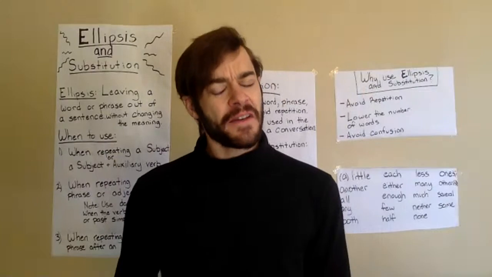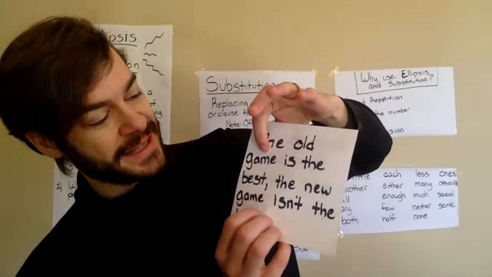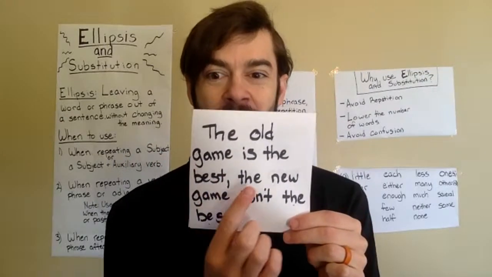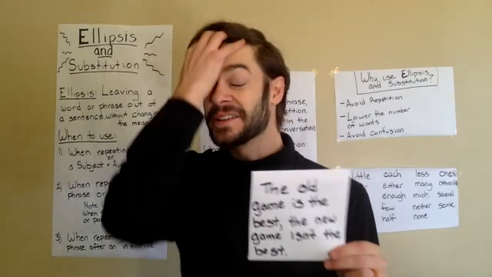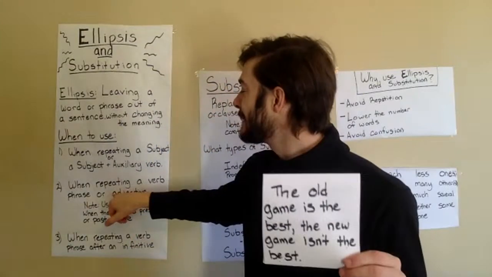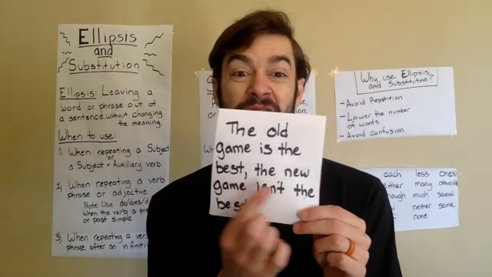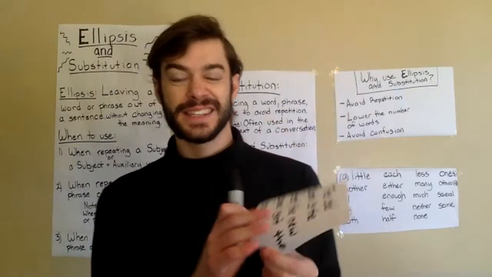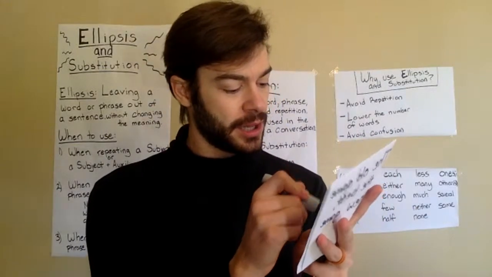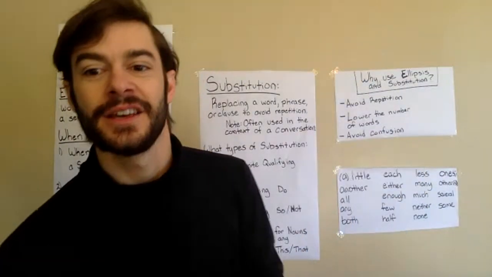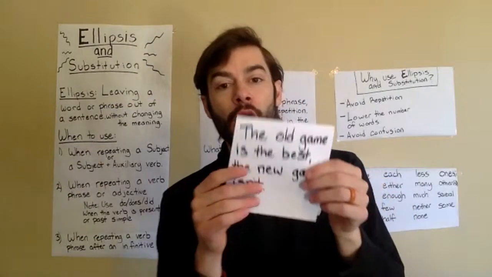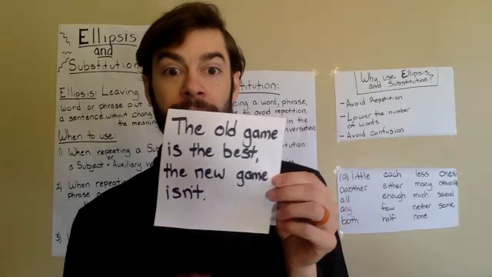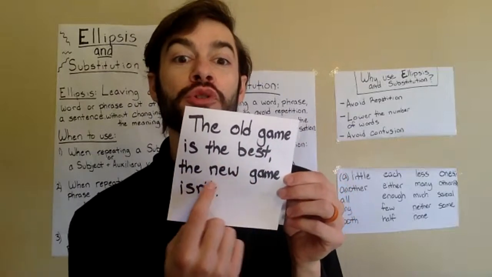So, if I have this sentence, "The old game is the best. The new game isn't the best." This means that we have a repeating adjective here, "the best." So we can remove that second "the best." All right, we can remove that. So it becomes, "The old game is the best. The new game isn't." Okay, "The old game is the best, but the new game isn't."